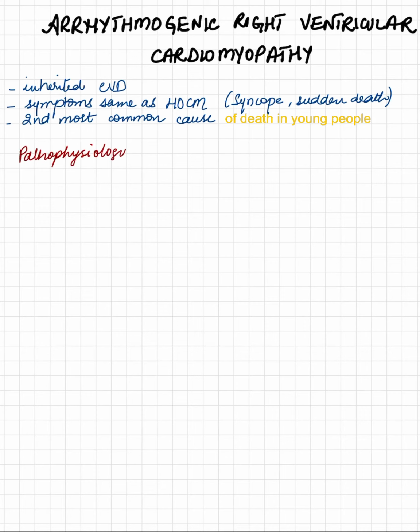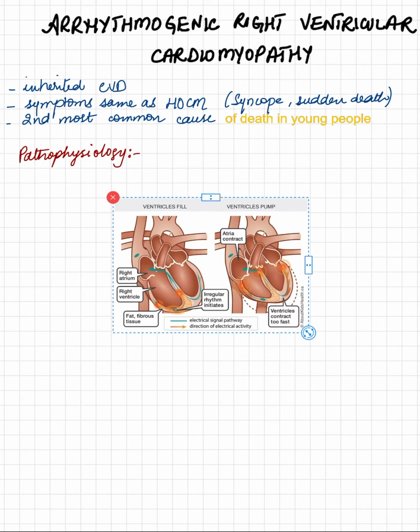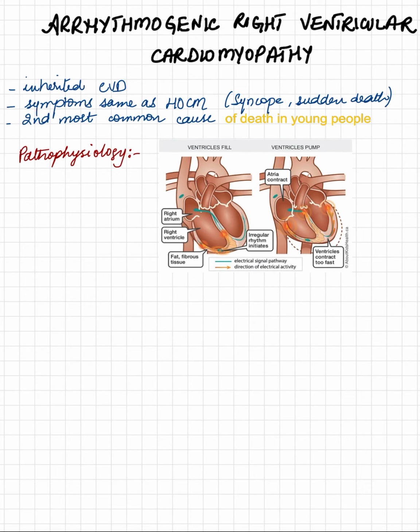Coming to pathophysiology, it is an inherited autosomal dominant condition in which the right ventricular myocardium is replaced by fatty or fibrofatty tissue. There is also a genetic mutation, involved in 50% of the patients, encoding the components of desmosome protein.